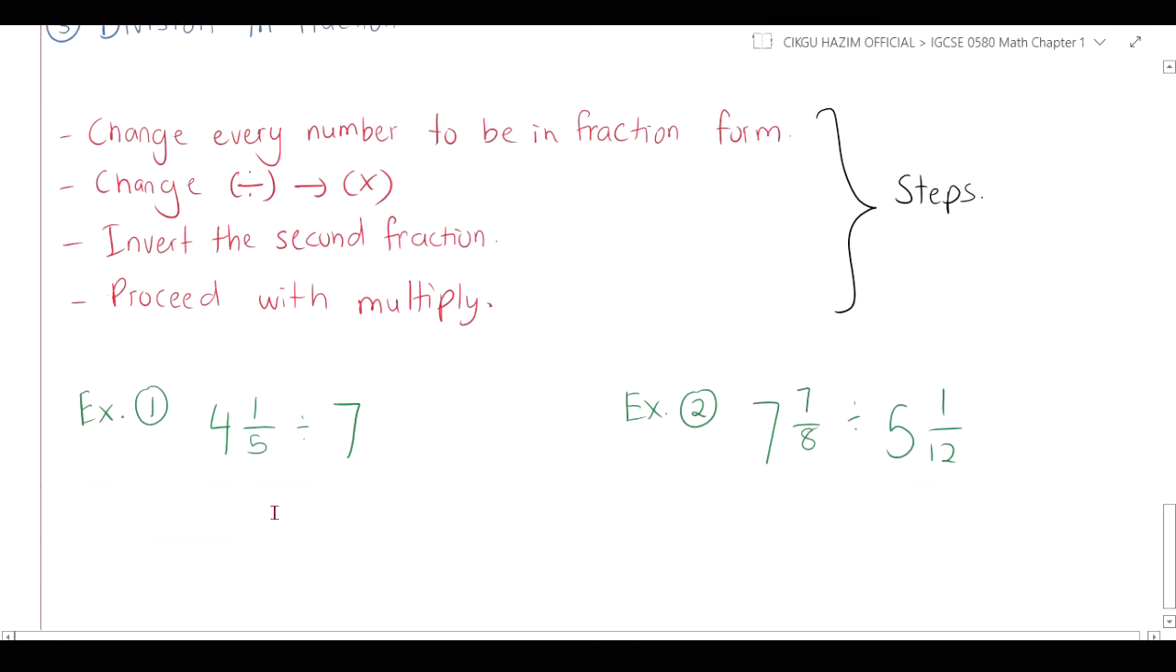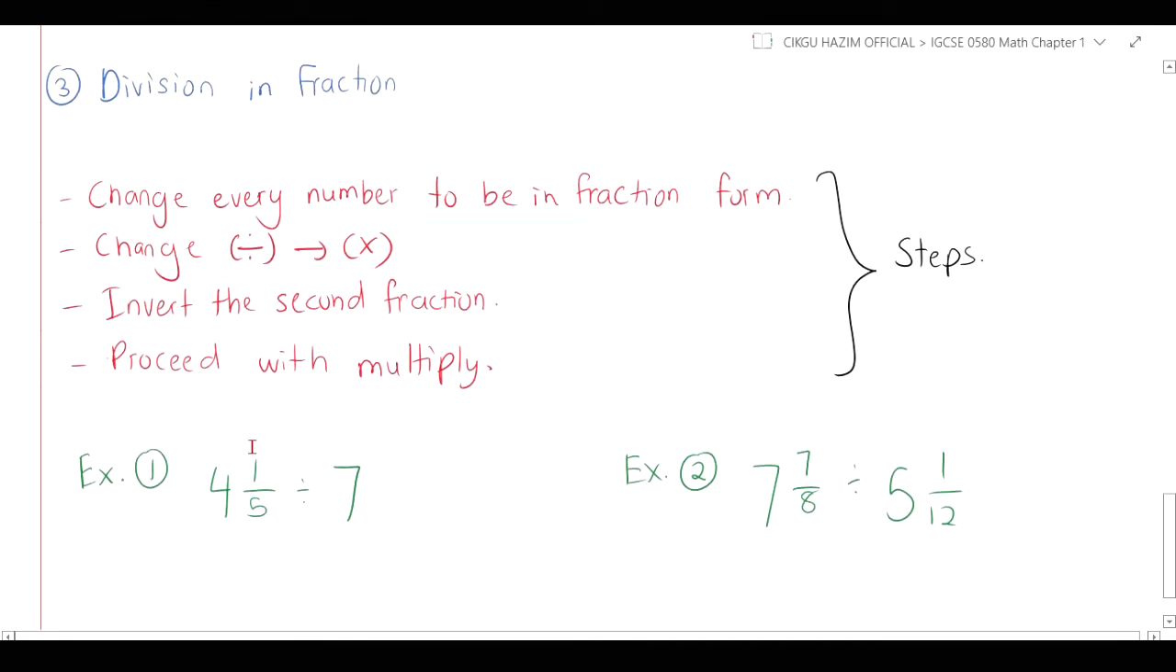And the last thing here is division. Division is the operation where a student usually loses the most marks. Just follow these steps step by step. Number one, change every number into fraction form. If you have a mixed number, change it into an improper fraction. If you have a whole number, make it divided by 1. After that, change divide into multiply, then invert the second fraction, top to bottom, bottom to top, and then proceed with multiply.